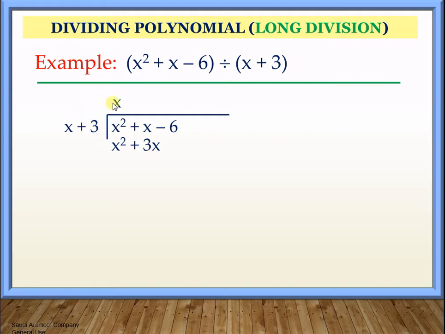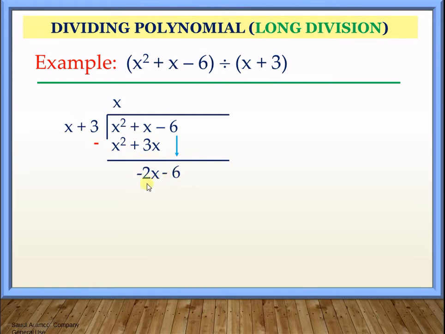Once we multiply them back, what we're going to do now is subtract. So x squared minus x squared is 0, so I did not write it, and x minus 3x will give us negative 2x. After subtracting, we check if there's another term that we can put down. We still have negative 6 there, so I will put down negative 6, putting down only one term at a time.